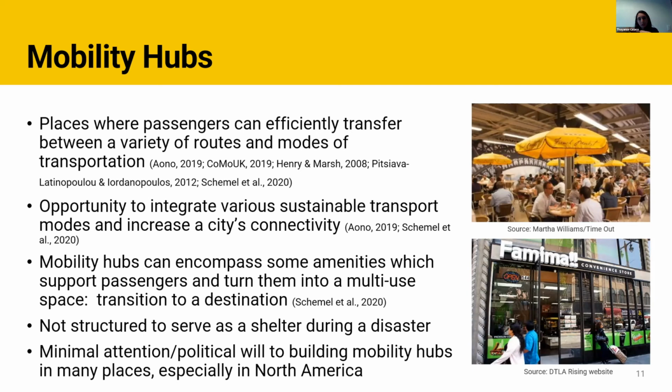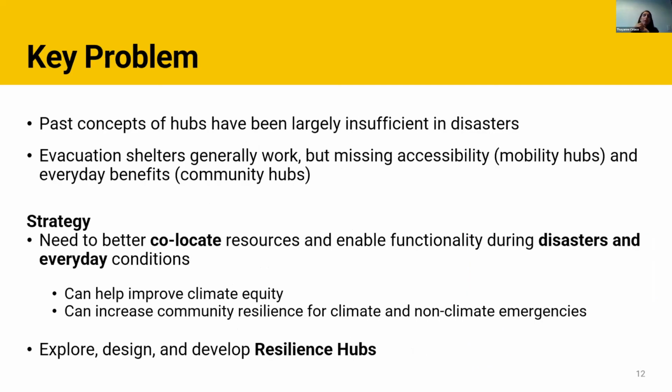After reviewing these three preceding concepts, we found some key problems. For example, mobility hubs and community hubs have been largely insufficient to work during disasters, and the evacuation shelters not only work in disasters, but they miss the accessibility and mobility of the mobility hubs and the everyday benefits of the community hubs. The strategy to solve this problem is to better collocate resources and enable functionality.